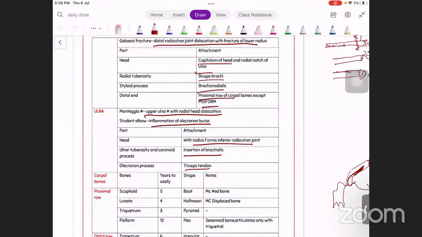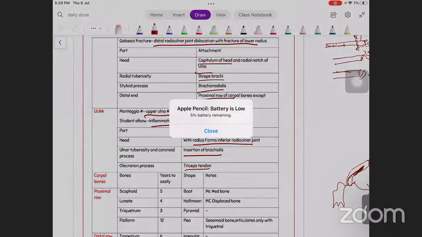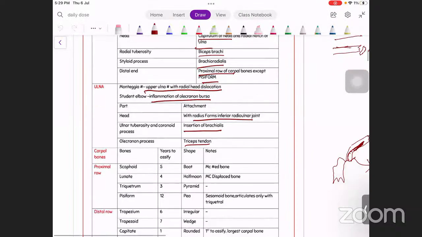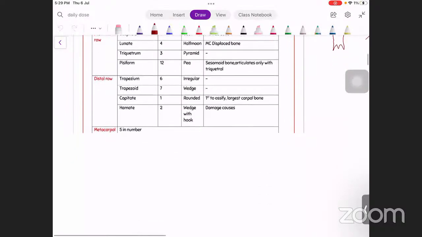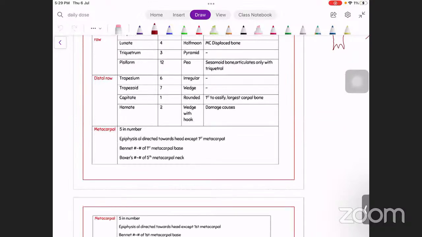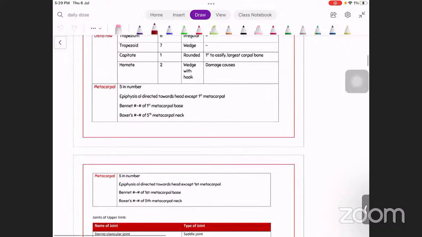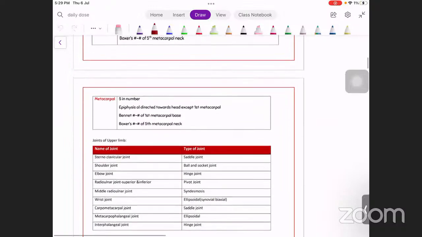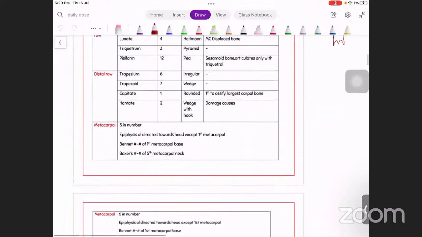And the suprascapular nerve passes through the suprascapular notch. Carrying angle of your humerus is 163. A fracture at the shaft of the humerus will lead to what nerve injury? Radial nerve injury. And apart from that, we are having carpal and metacarpal bones.